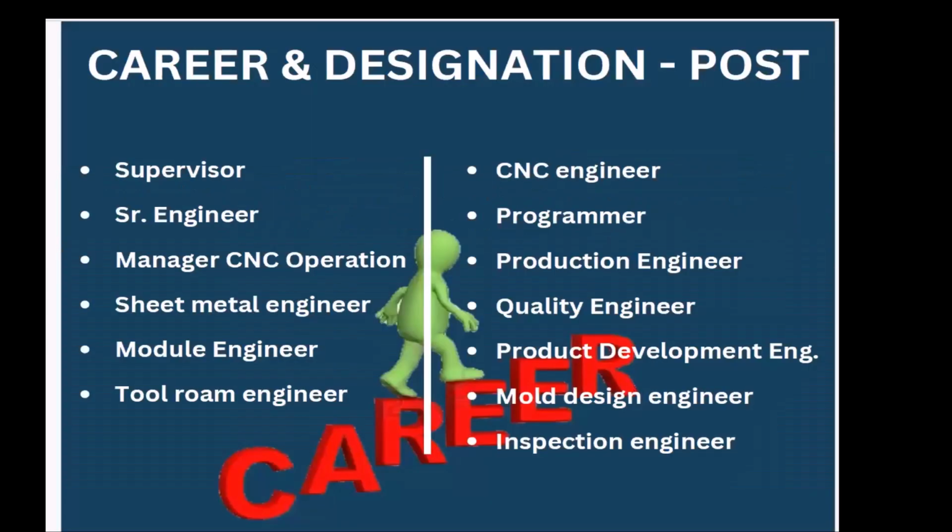Then career and designation as a post. After learning this course, you will become a junior engineer, then senior engineer, CNC engineer, programmer, supervisor, manager, production engineer, quality engineer, sheet metal engineer, model engineer, then mold design engineer, inspection engineer, tool room engineer. So these are the various posts you can apply for after learning this course.